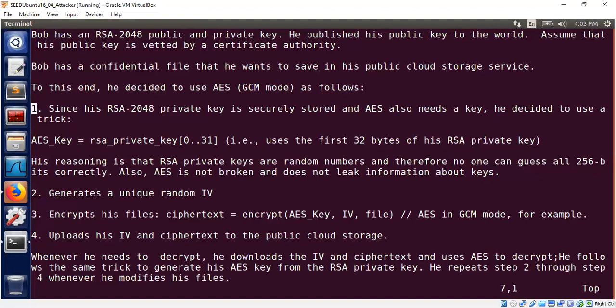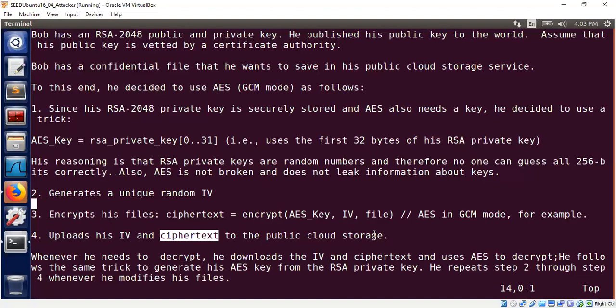Okay, so then he went ahead to the next step. He generated a unique random IV. He will basically call a random number generator and get an IV. He encrypts his file locally first before uploading to the server. At this point, just assume there's an encrypt function that takes the AES key, IV, and the file, and returns a ciphertext. And the final step is that he uploads his IV and the ciphertext to the public cloud storage service.